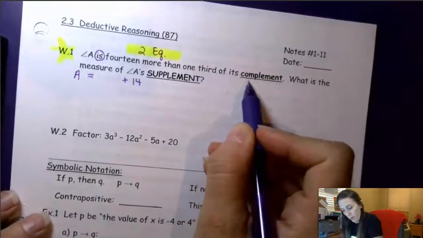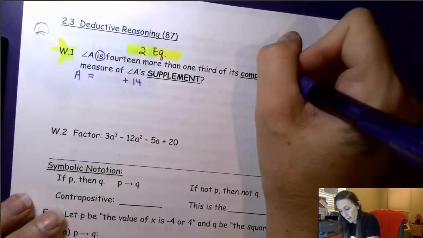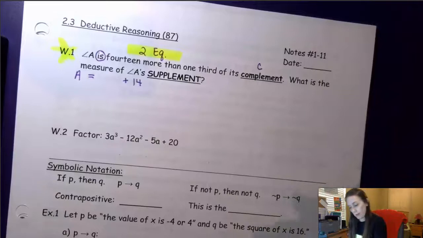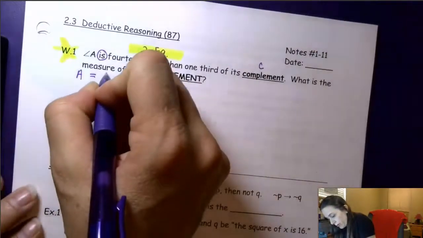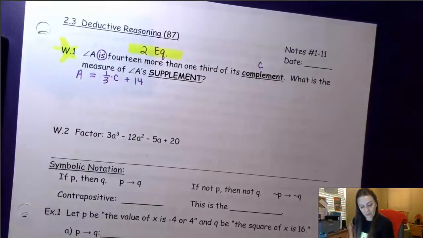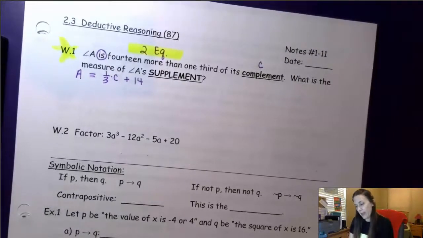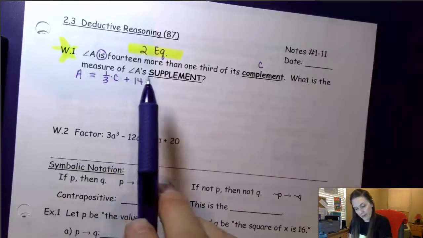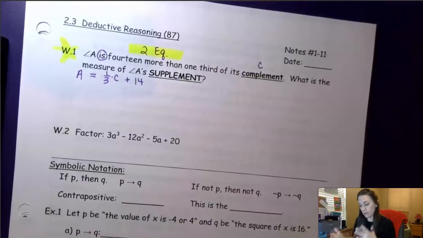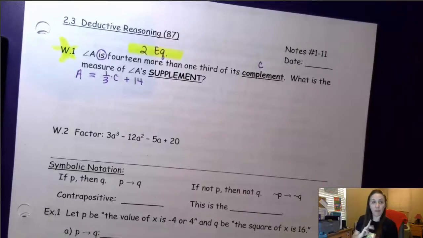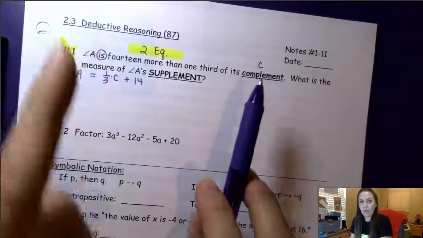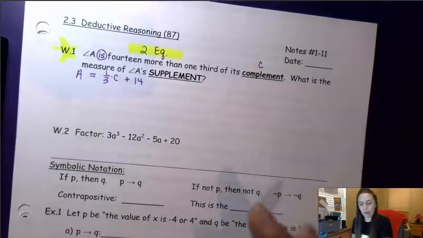1/3 of its complement. The complement is the variable. I'm going to use C for the variable. Again, you can use other variables. So I'm going to say 14 more than 1/3 of whatever C is. That's my first equation. Now it says, what is the measure of A's supplement? We're going to get to that at the end, so we actually might have three equations here. But I know that I have A and I have a complement. That's going to help me figure out my second equation.